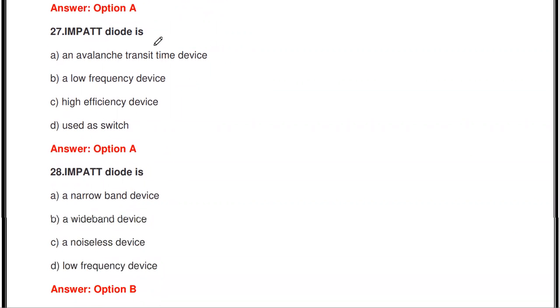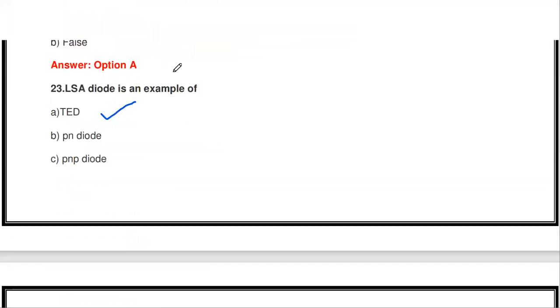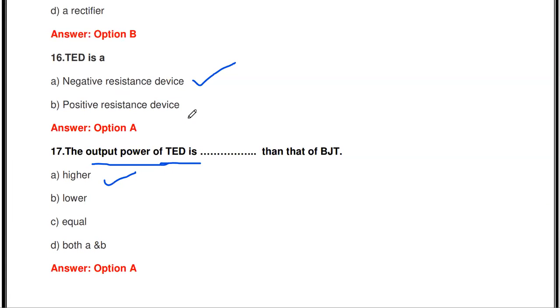Next one, impact diode. The next diode we are going to see is the impact diode. The second diode we discussed was the TED. TED means transferred electron device.